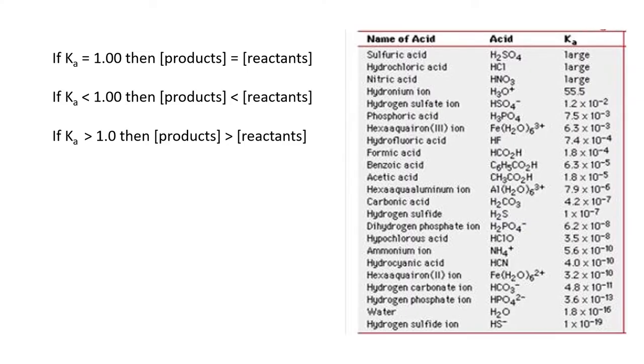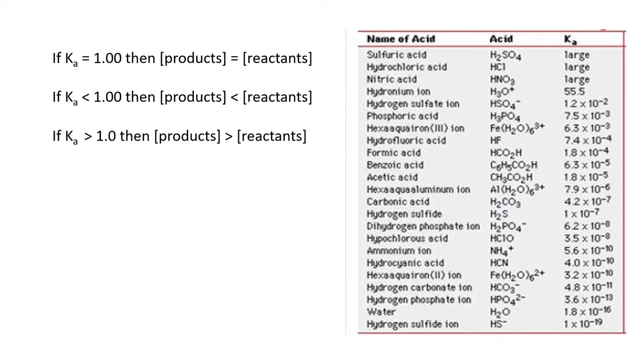There's a chart in your packet, and you can find these in books, that will list these ionization constants, the Ka for various acids. You do not need to memorize these. The chart will be provided. So remember, if the Ka is equal to 1, then you would have the same concentration of products and reactants. If it's greater than 1, then the products are favored.